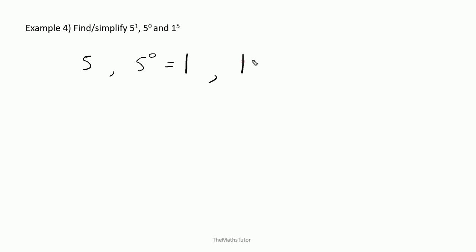And then again, 1 to any power is equal to 1. And now this one you can work out quite easily, because it's just 1 times 1 times 1 times 1 times 1, which is always going to be 1. No matter how many times you write this out, this is always going to be equal to 1, because 1 times 1 is 1.